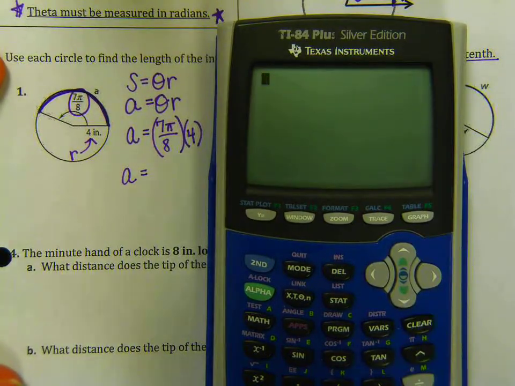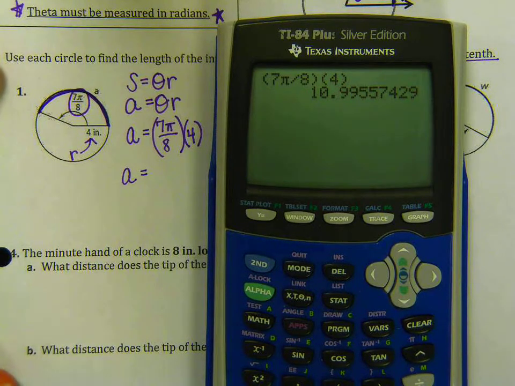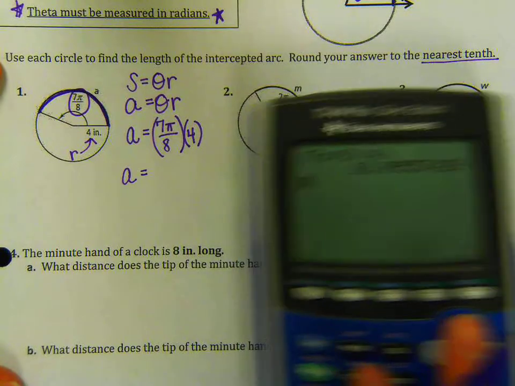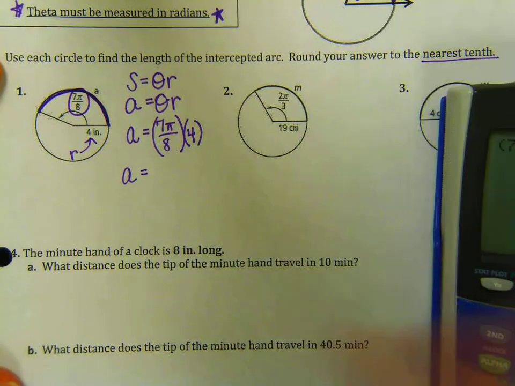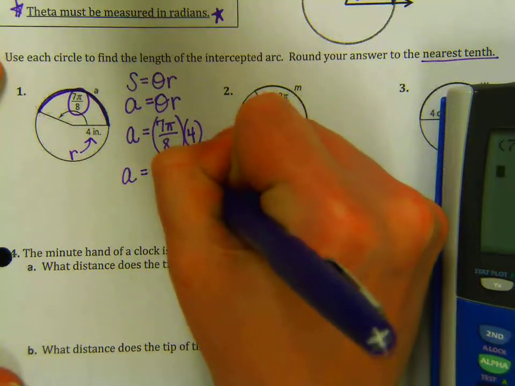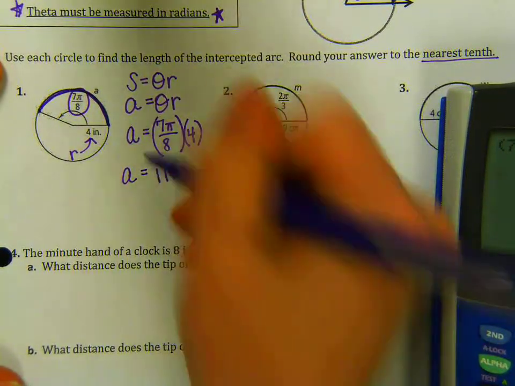So I have 7 pi, that was second caret if you want to use the actual pi button, divided by 8, multiplied by 4. And that gives us 10.9957429 inches. We are supposed to round to the nearest tenth, and that's going to end up giving us about 11.0 inches for our A value.